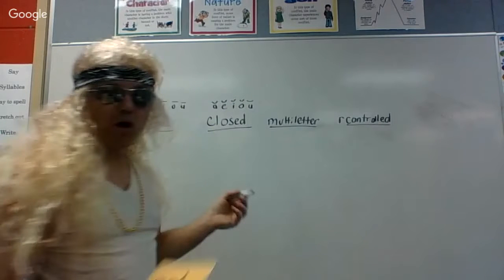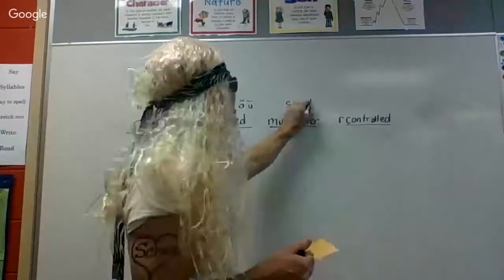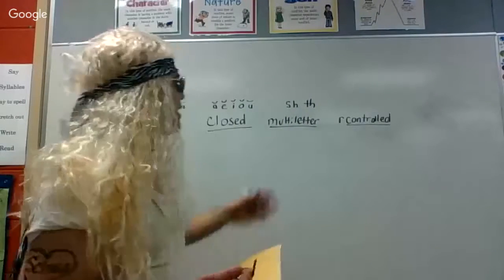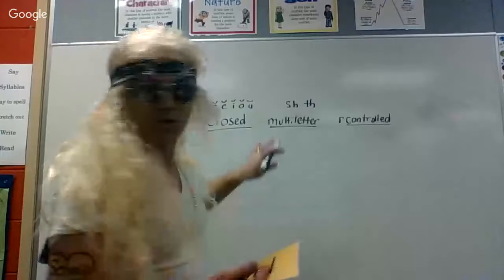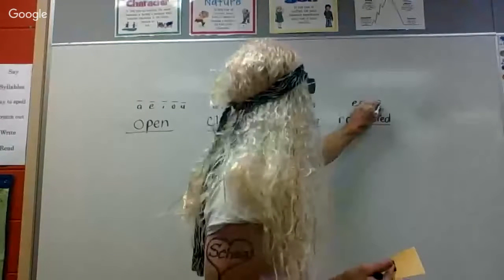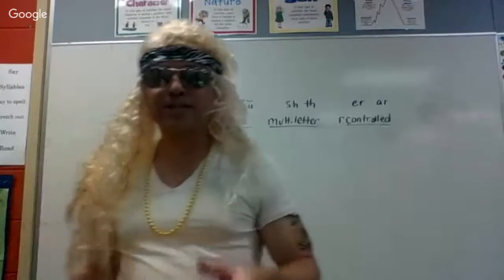Multi-letter is things like sh and th. You're never going to separate those in a word when you go to read it or when you go to spell it, because those belong together. And you know our R-controlled. We've got things like or, even R. You're not going to separate those either because they go together. So let's take our first word.